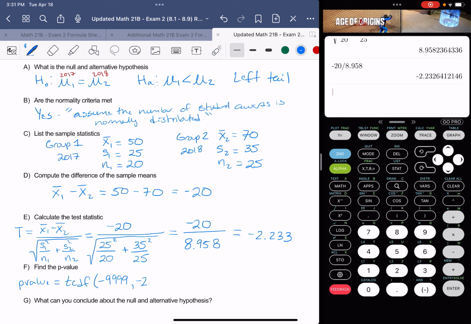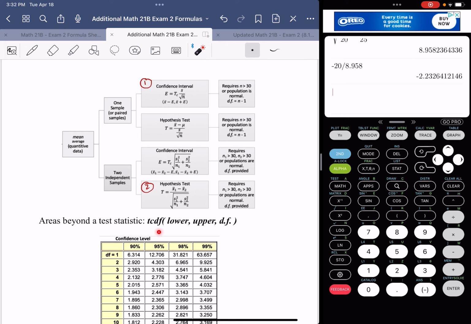2.233. And then does anyone remember what's the last thing we need to include? Degrees of freedom, which we were told. It's not always given, but in this case it is. The degrees of freedom was given to be 43. And again, look here if you need to. Here's a reminder of the TCDF, what's needed: the lower bound, the upper bound, and degrees of freedom.